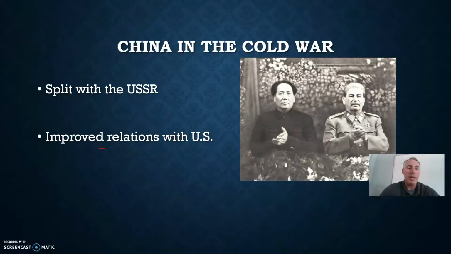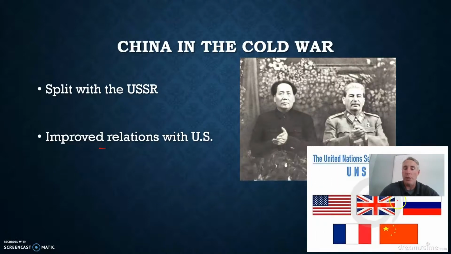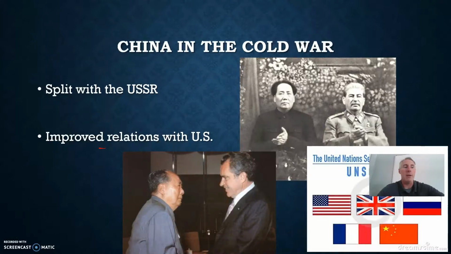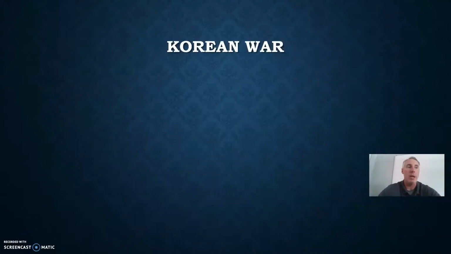It allowed China to replace Taiwan on the UN Security Council. So these are our 5 permanent members on the UN Security Council: the U.S., Great Britain, Russia, France, and the People's Republic of China, not Taiwan. And then in 1972, President Richard Nixon made an official visit to Mao in Beijing. Right? And that was a big step forward for easing tensions between the two countries, because a lot of the tensions had to do with the 1950s and the Korean War.